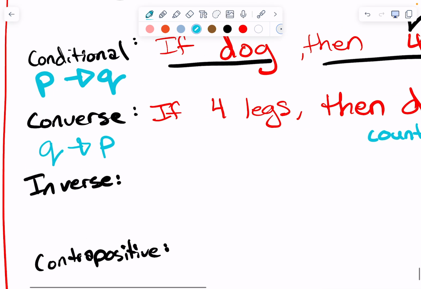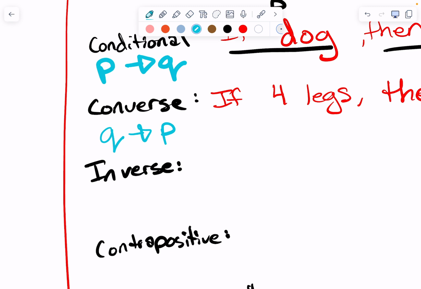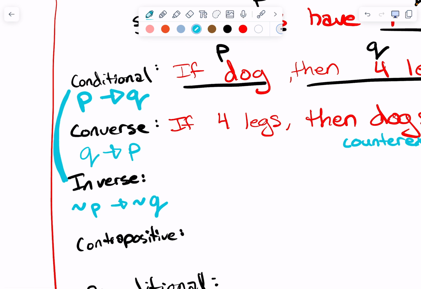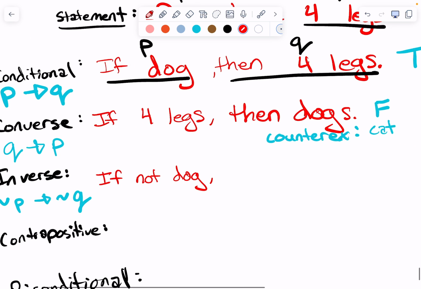Now, inverse. Let's go off of symbols for inverse. What's the symbol for inverse? It's a little squiggle. Put a link between these two. The first and the third one go together. Except instead of being P and Q, it is not P, not Q, right? We put the little squiggle in front, okay? So I'm going to read the conditional, but I'm going to put not in front of both pieces. If it's not a dog, then it does not have 4 legs.